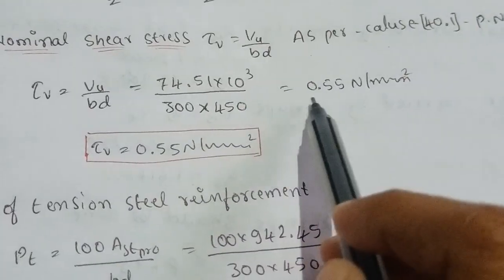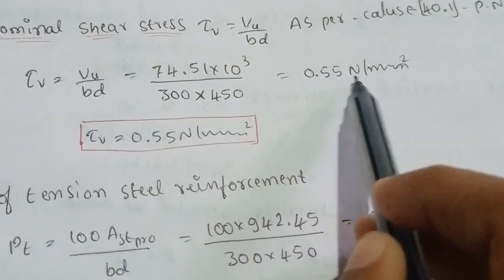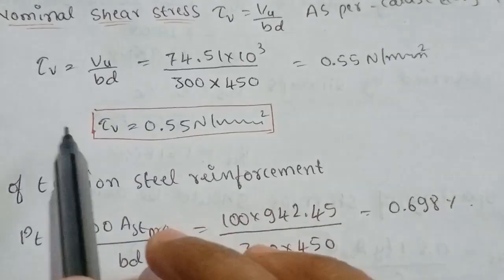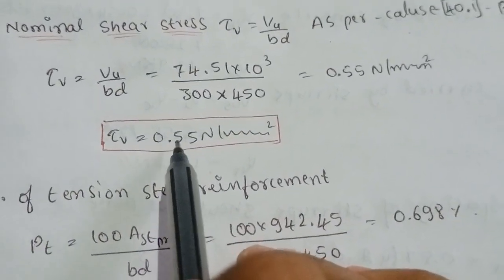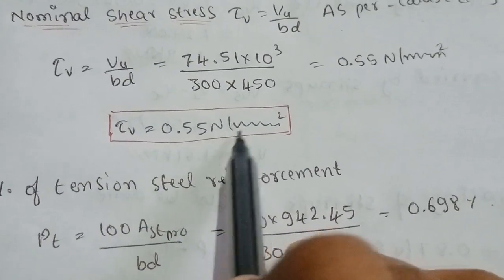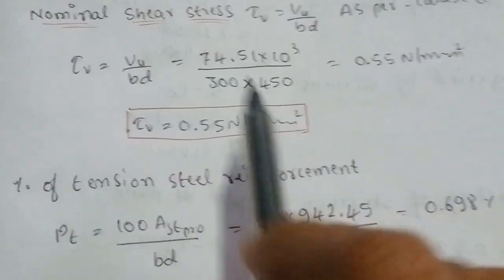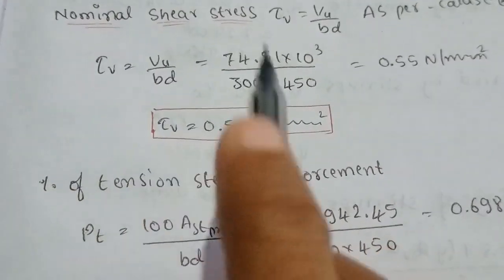After simplifying, we will get 0.55 Newton per mm square. So tau v value is 0.55 Newton per mm square. This is our nominal shear stress.